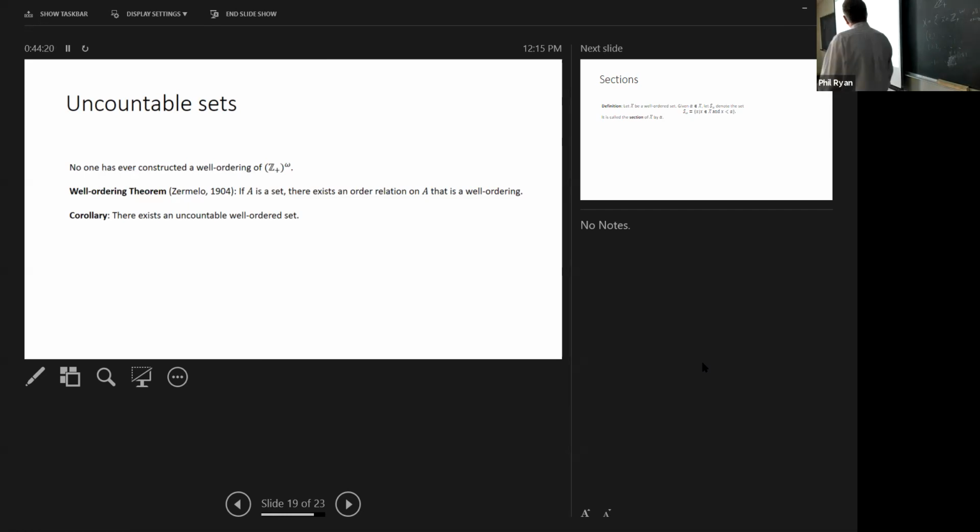Okay. Now, notwithstanding that, Zermelo in 1904 came up with the well-ordering theorem, which says that any set admits an order relation that is a well-ordering. And this kind of freaked people out when they saw it. And so in a course in logic or set theory, a standard thing to do would be to prove that this is equivalent to the axiom of choice.